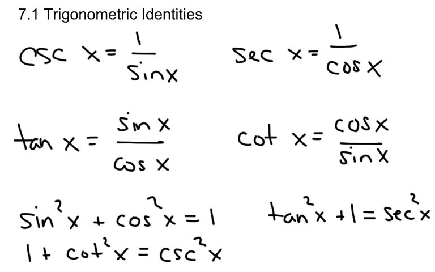These are some of the trig identities that we've already run across, such as the cosecant of x is the same as 1 over sine x. Secant is 1 over cosine. Tangent is sine over cosine. Cotangent is cosine over sine. And our Pythagorean identities: sine squared x plus cosine squared x equals 1. Tangent squared x plus 1 equals secant squared x. And 1 plus cotangent squared x is equal to cosecant squared x.